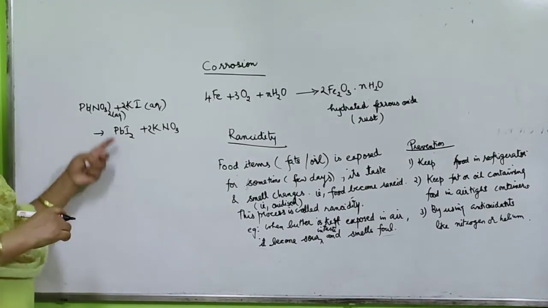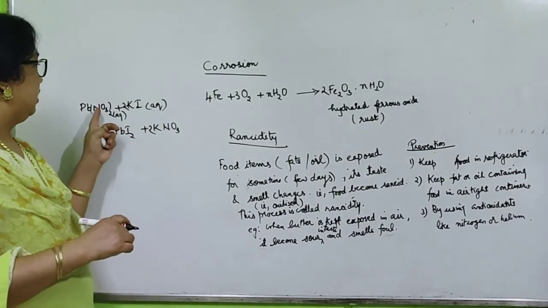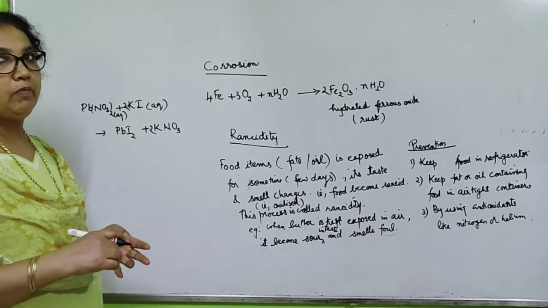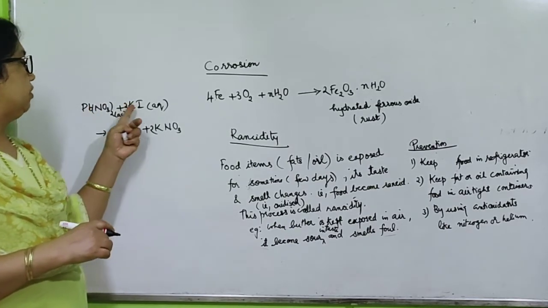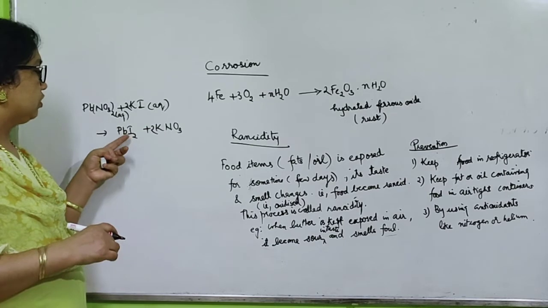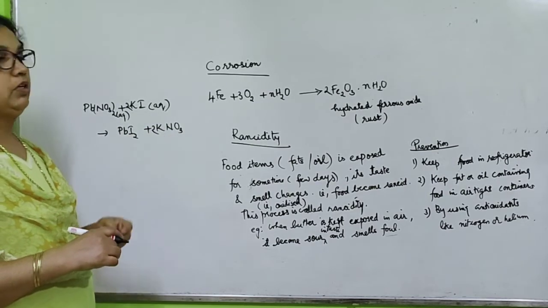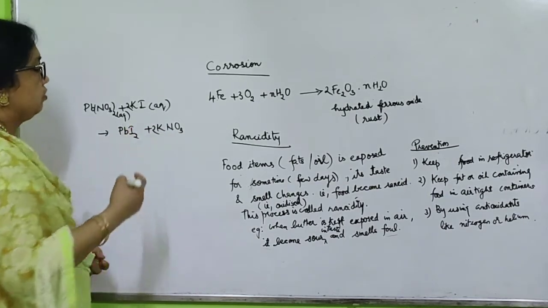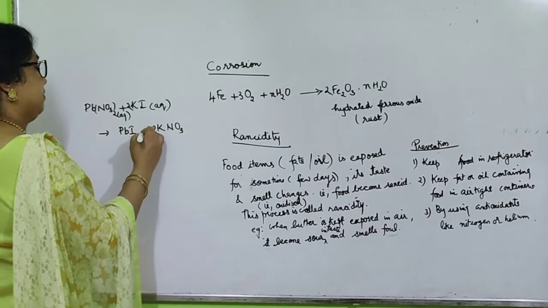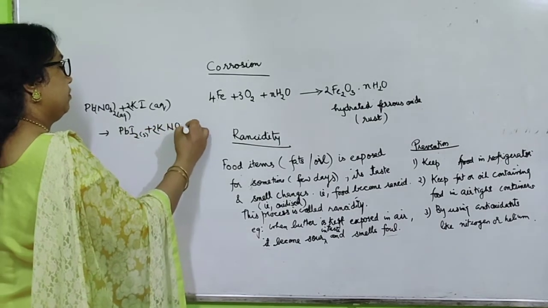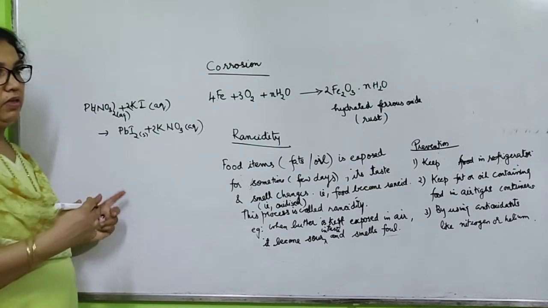So this is another double displacement example. Lead nitrate on reacting with potassium iodide gives lead iodide and potassium nitrate. Lead iodide is a yellow precipitate, and potassium nitrate is in solution.